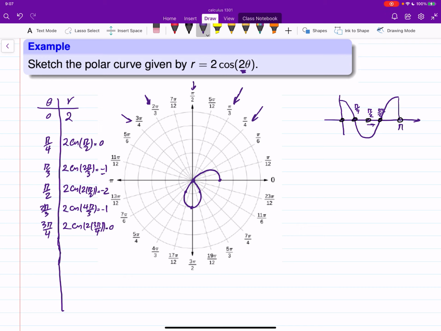So the next value is pi. So 2 cosine of 2 pi. This is just 2. So at pi, we get to the point 2. But something like 5 pi over 6, if you plug in there, 2 cosine of 5 pi over 3, which will be 1 here. So that means that we are going to have 1 here. So this story will repeat itself.